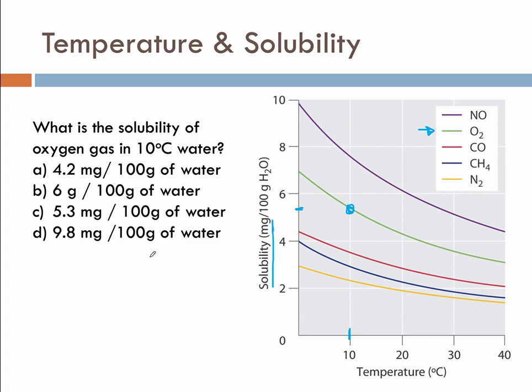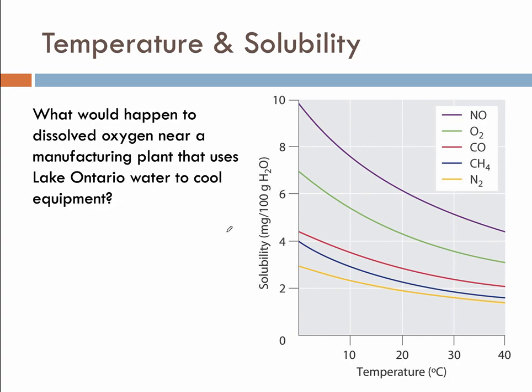So often we talk about grams per 100 grams of water, but we're going to use milligrams here because so little of a gas dissolves in water, right? Gases are not super soluble. And then we just look which number looks about right here. Well, if this is 4, that's 6. It's a little more than 5. So 5.3 milligrams per 100 grams of water seems reasonable.